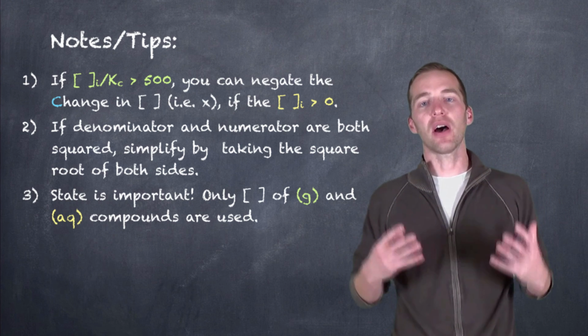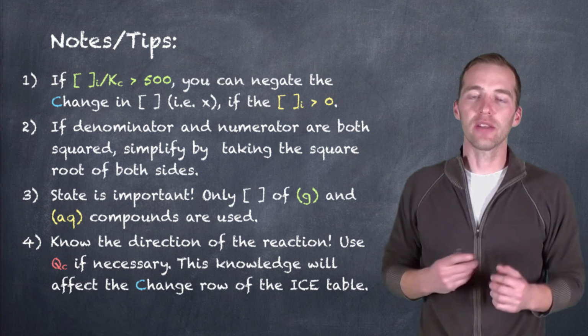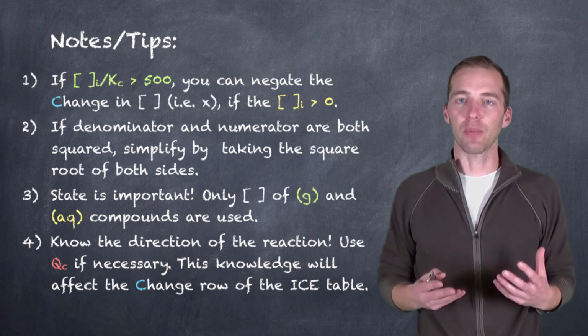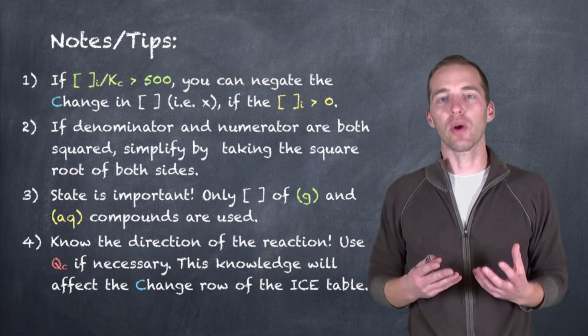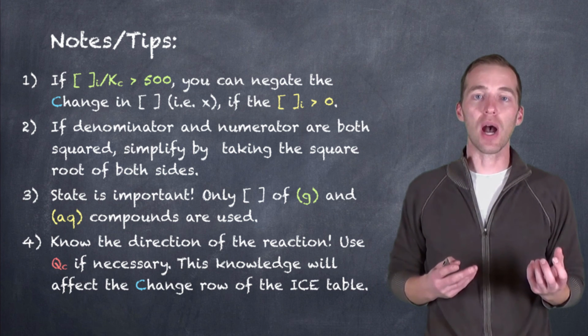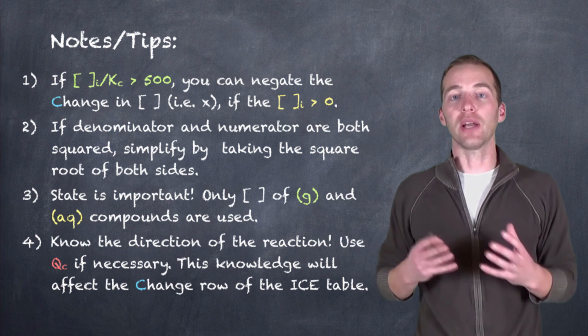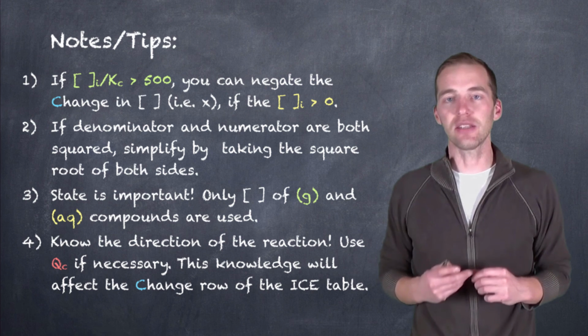And then finally, you have to understand and know which way the reaction is going to shift. And you can use the reaction quotient, for example, to help you out with this, but you have to understand whether the reactant concentration is going to go up or is going to go down. And that's going to impact whether or not your change, or your C in the ice table, is going to be positive or negative.